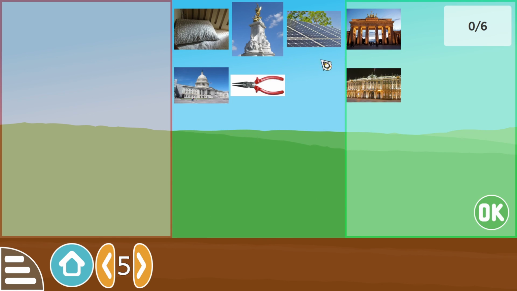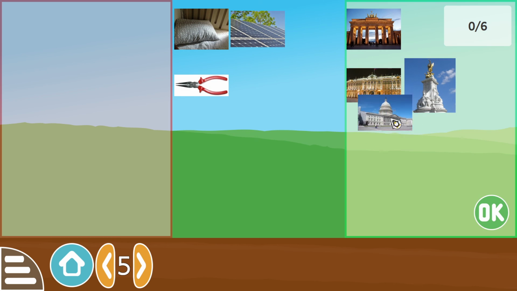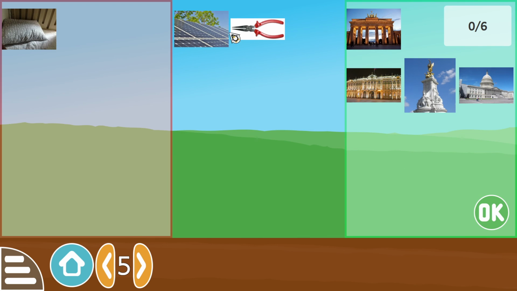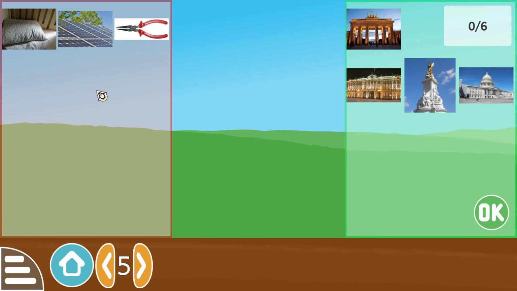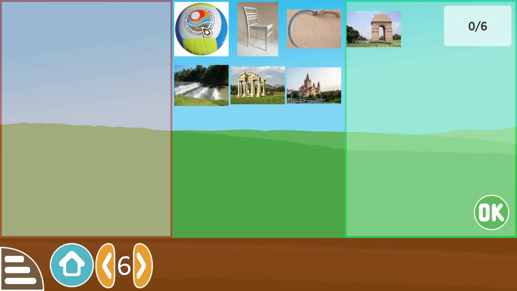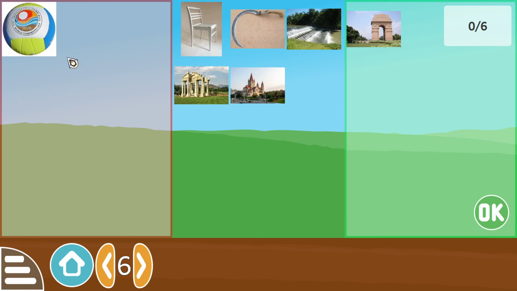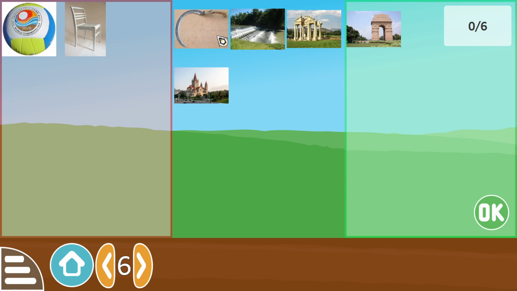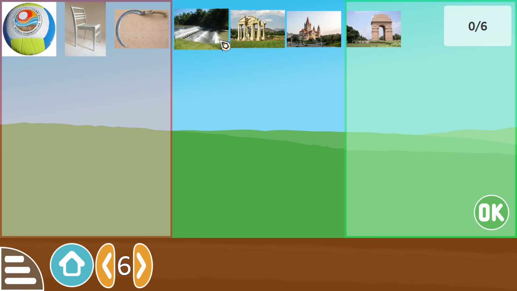I think this one's going to be a monument, and that one will. The pillows, flyers, and solar panels aren't. So, depending on how big your day's been, the pillow might seem like a monument and a great sight at the end of a very long day, particularly if you've walked a long way. I don't know if that's a football or netball or something else, but it's not a monument. Neither is a chair or a scythe.